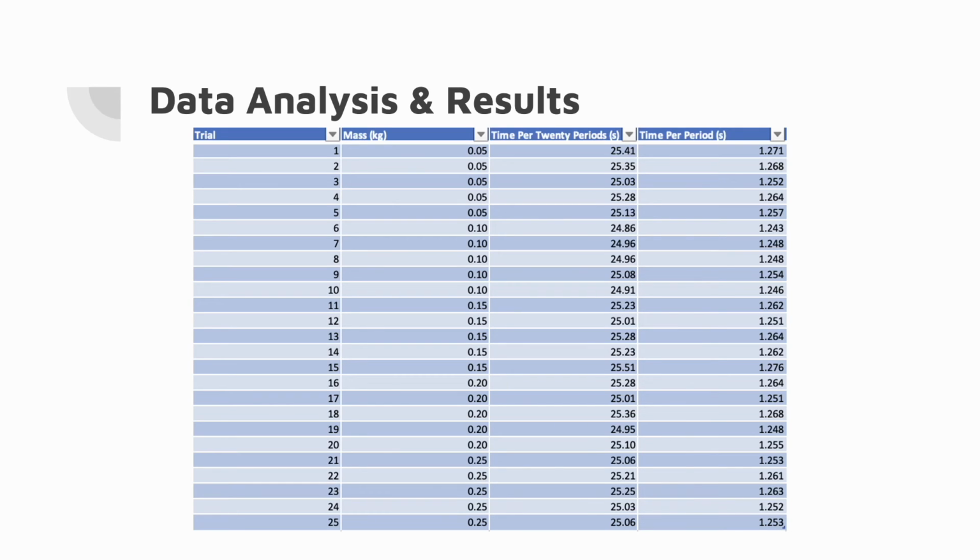We analyzed our data in a chart in Excel, which had 3 columns for each of the 3 data values that we had collected for each trial. Those values were the weight of the mass at the end of the pendulum in kilograms, the time for 20 periods in seconds, and the time per period in seconds, which is basically the time for 20 periods divided by 20.